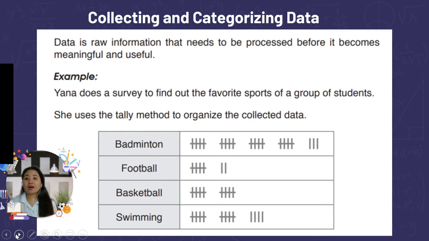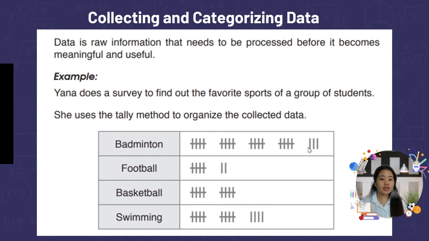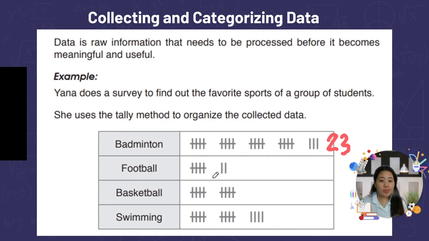Next, you have to count the tally. For example, this one, when you count, you do it by sticks. 1, 2, 3, 4, 5. That means each group has 5 sticks. So 5, 10, 15, 20. Then how about this one? 20, 21, 22, 23. So that means there are 23 students who like badminton.